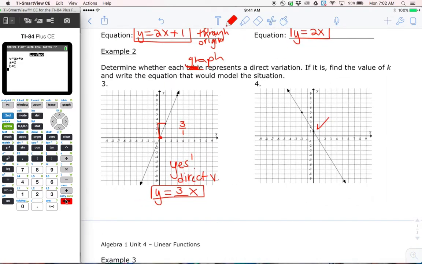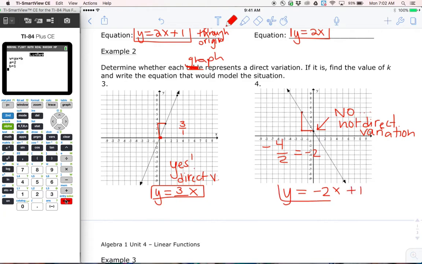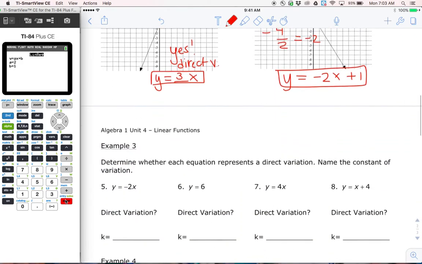All right, this intercept is not at 0, so I'm going to say no, not direct variation. And so we don't even have to write this equation. I mean, we can see that it's down 4, right 2, so my slope is going to be negative 2x, and then my intercept is that positive 1. But it's not direct variation. It's not this really special kind of linear function. All right, let's keep going.